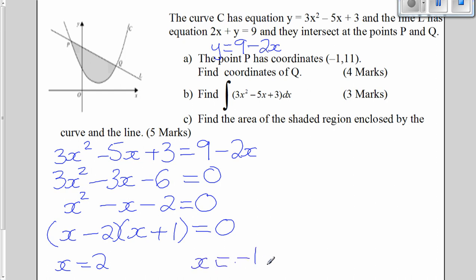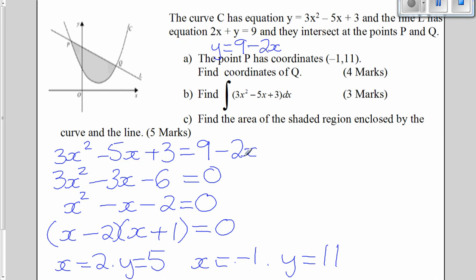Now, they'd actually already done this one for us. The minus 1 one is the one we've got here, and so for that one there, y is equal to 11. For this one here, when x is equal to 2, let's put 2 into that one there. 9 take away 2 times 2 is 5, isn't it? So the y value is 5. And I could put the value of 2 into that as well to check it works.